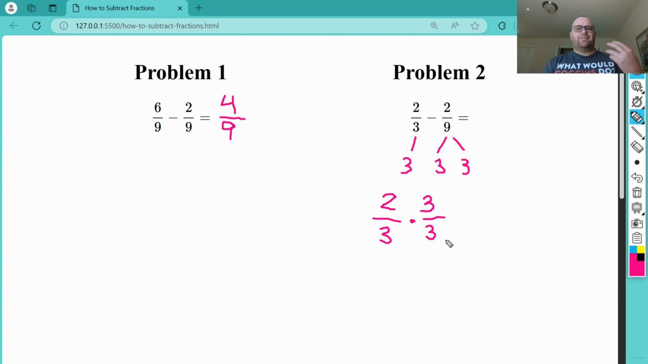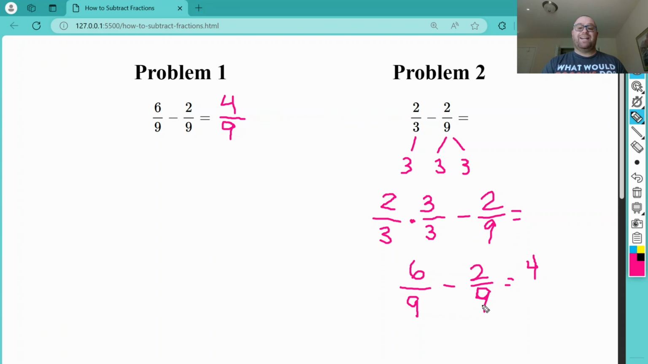Okay, so we'd have 2/3 times 3 over 3 minus 2/9. That's going to equal something. 2 times 3 is 6. 3 times 3 is 9. So we have 6/9 minus 2/9, not 2/4. And 6 minus 2 is going to be 4.